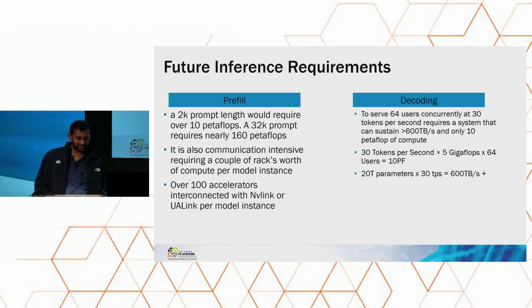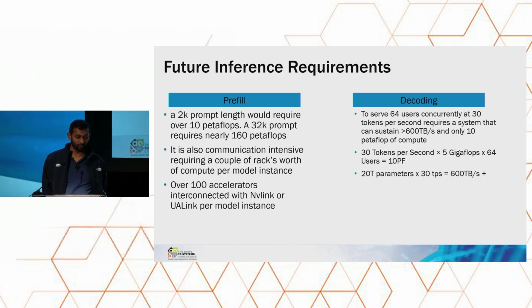And then the last thing I wanted to talk about is these future inference requirements. So I mentioned a 2,000 context length prompt would require 10 petaflops. That 32,000 length prompt will require 160 petaflops. This is very compute intensive, of course. Hundreds of accelerators will need to be used for prefill, computing that prompt before you even start serving the user.